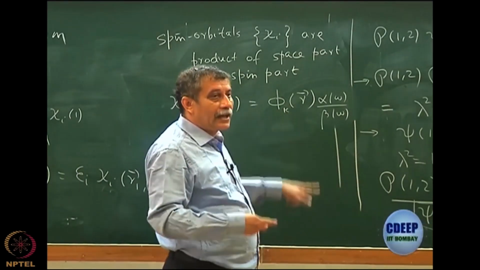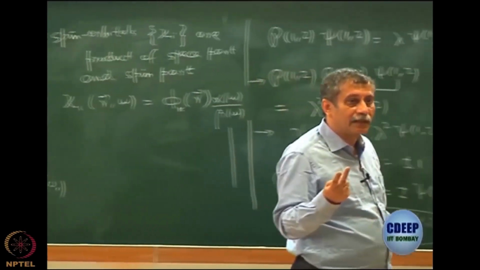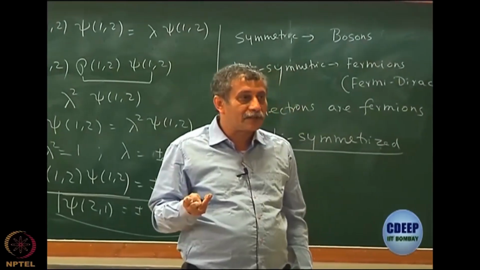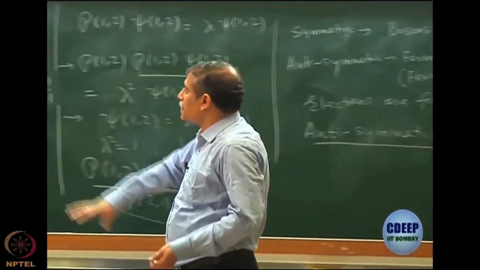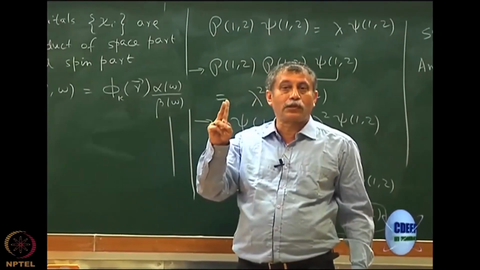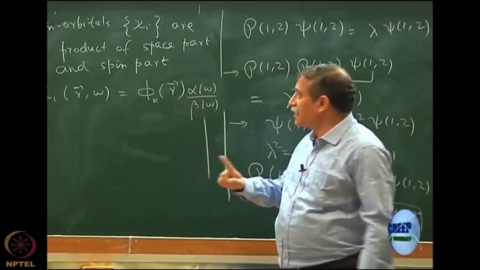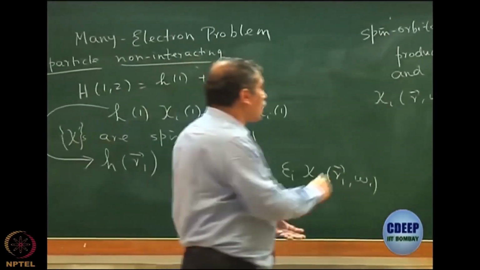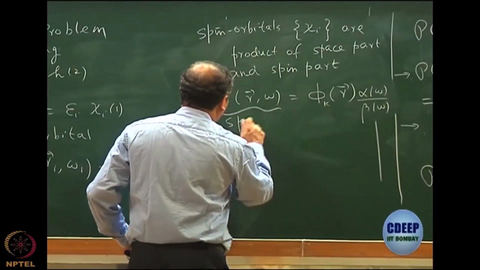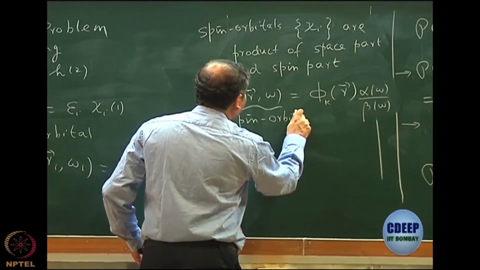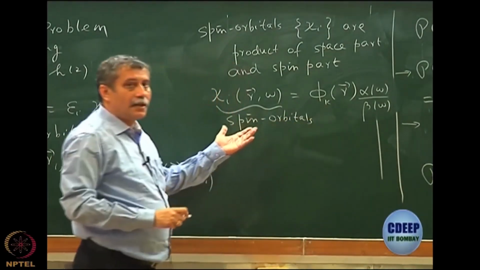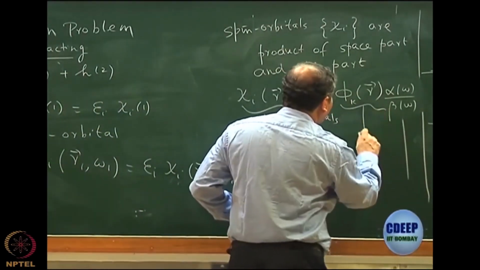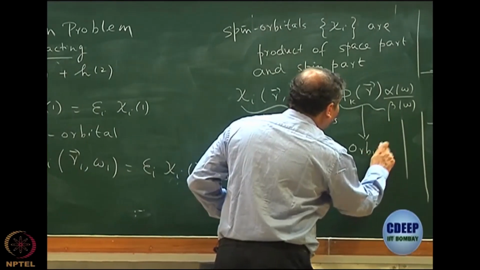So, for every orbital, I can generate 2 spin orbitals, correct, trivially by attaching 2 spin functions, and there are only 2 spin functions, alpha of omega, beta of omega. There are many space parts, but spin functions are only 2. So, for every space function, I can generate 2 spin orbitals. So, these are called spin orbitals, because they are 1 electron functions, but functions of space and spin coordinates, and just the phi k of r we will call orbital.